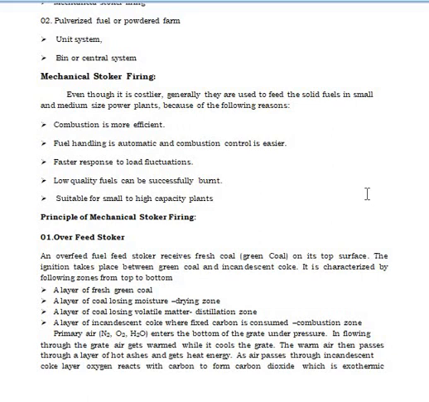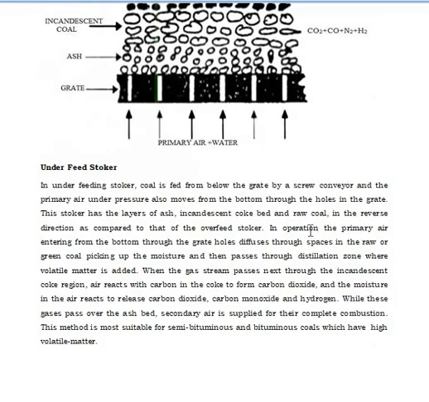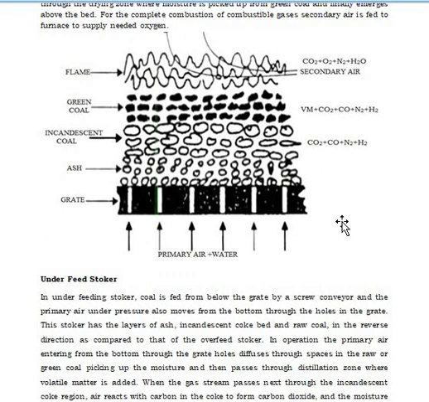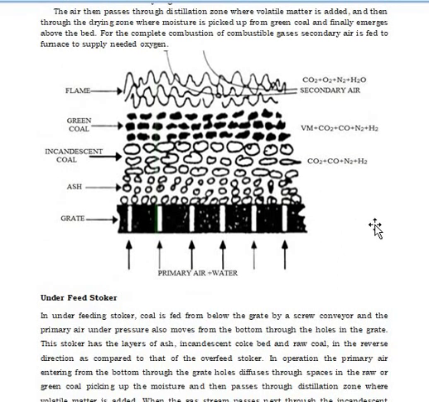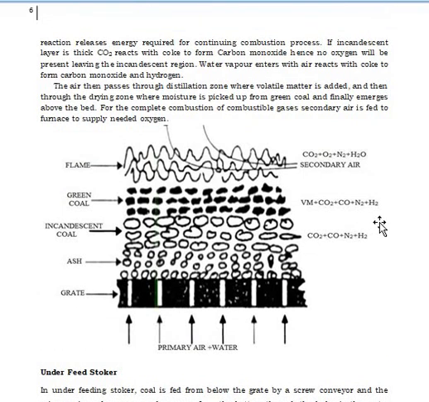So you all can see the primary air. You all can see in the figure the zones are fixed here. First zone, second that is green, and third one is incandescent, and below that incandescent coal you can see the ash, and at the bottom you can see the grate, and the primary air enters through the grate. This is about overfeed.